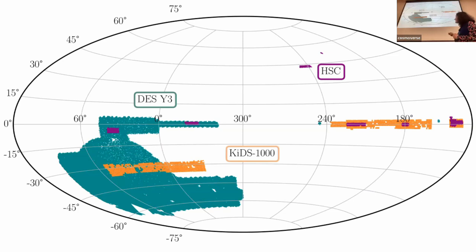And then we have KiDS in orange. And KiDS has medium-sized area and medium-sized depth, but its specialty is that it has more photometric bands for estimating the redshift. Okay, so they're all complementary, and you can see that there's some overlap between them too.